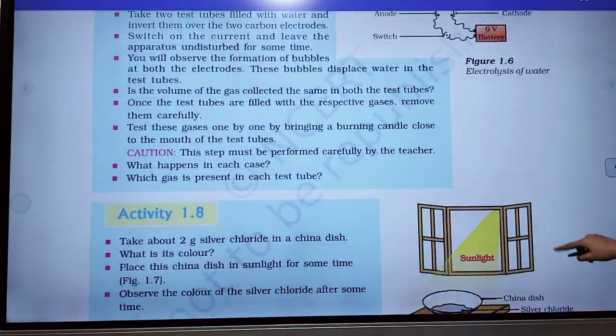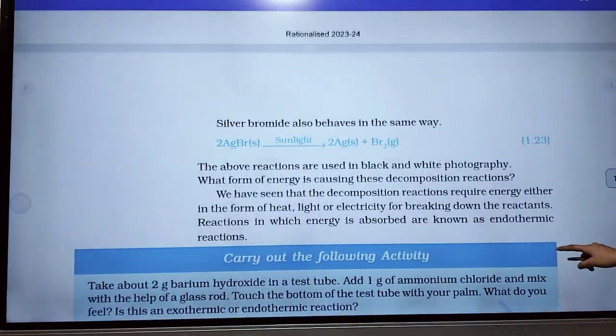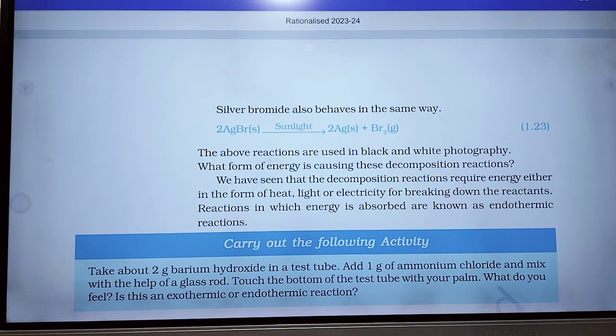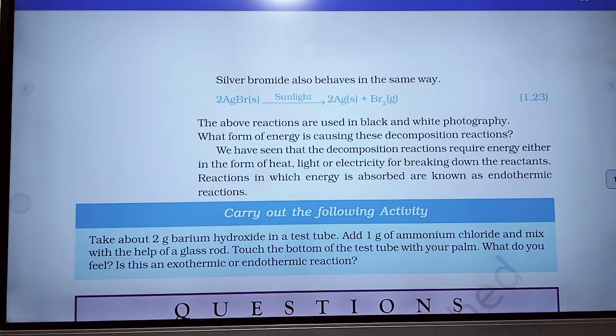These are also examples of decomposition reaction. Okay, this one is also. Here it is given that a decomposition reaction requires energy, either in the form of heat, light or electricity, for breaking down the reactant. It means in all these examples we will see that decomposition reaction requires energy either in the form of heat, light or electricity.